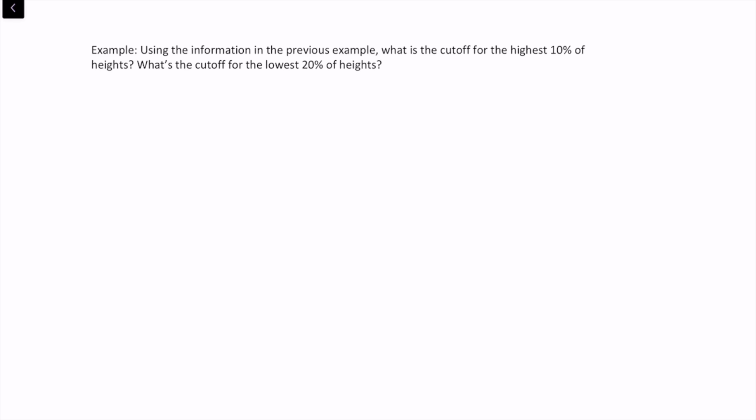Okay, next example. Using the information from the previous example, what is the cutoff for the highest 10% of heights? And also, what's the cutoff for the lowest 20% of heights?